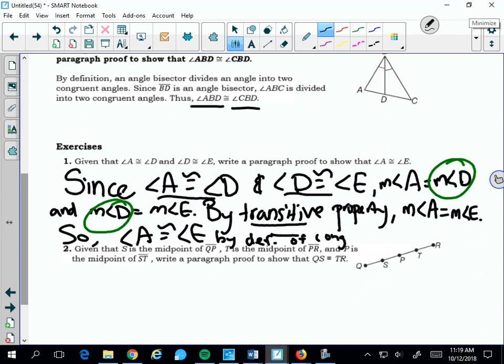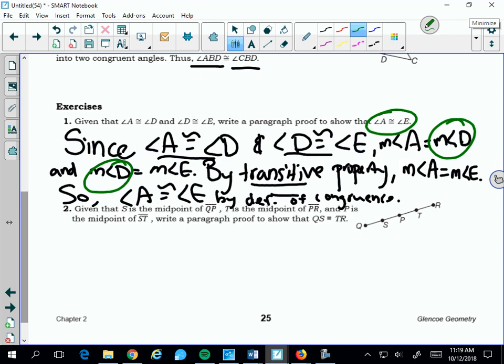A lot of this stuff, again, do not worry too much about making it look all pretty like that. We're not even going to do too much with paragraph proofs. And then you'll notice we are where we wanted to end up. So why don't you try this one?